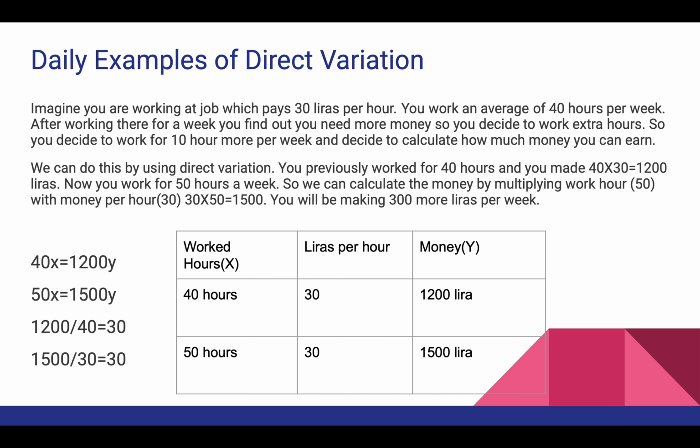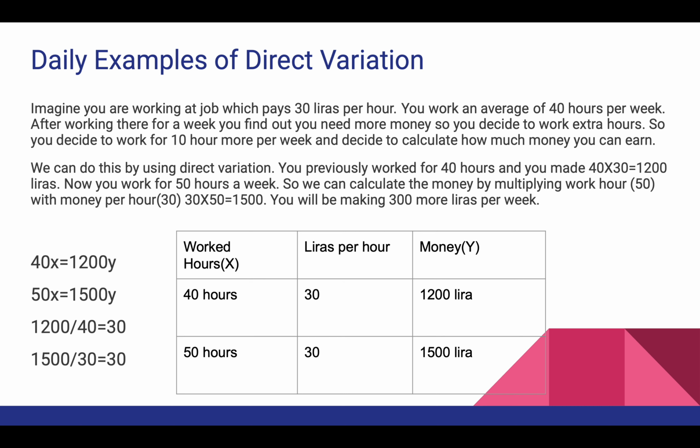Daily examples of direct variation. Imagine you are working at a job with a pay of 30 liras per hour. You work for an average of 40 hours per week. After working there for a week, you find that you need more money, so you decide to work extra hours. So you decide to work 10 hours more per week and decide to calculate how much money you can earn.